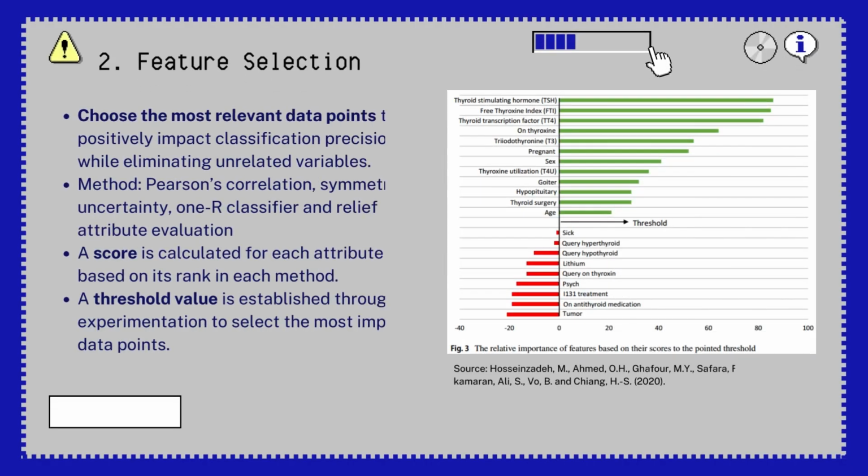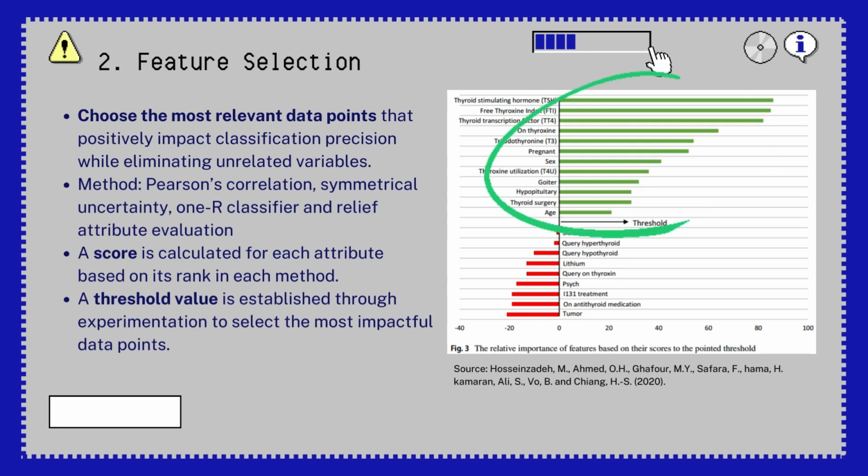In this study, the process of feature selection is employed to choose the most relevant data points that positively impact classification precision while eliminating unrelated variables. Methods such as Pearson's correlation, symmetrical uncertainty, 1R classifier, and relief attribute evaluation are applied in this selection process. A score is calculated for each attribute based on its rank in each method. A threshold value is established through experimentation to select the most impactful data points.